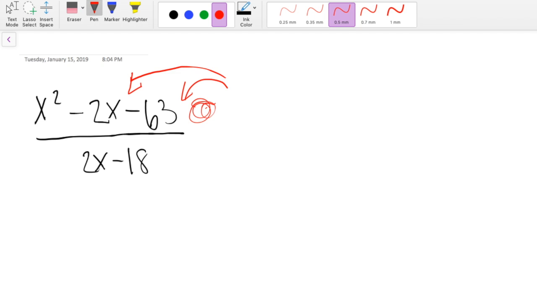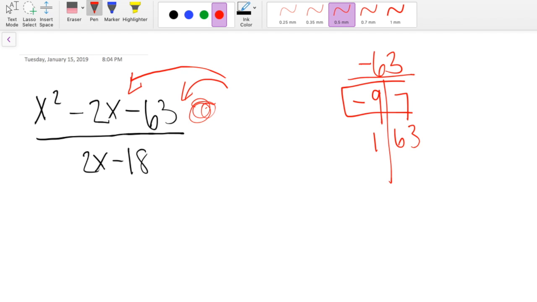Now I like to put the numbers I'm looking for at the top. What numbers are going to give me negative 2 and negative 63? I'm going to go negative 9 and positive 7. Now, if you don't know that off the top of your head, it's fine. Just do trial and error. You can go 1 and 63 and just think of all the multiples of 63 until you figure out the right numbers. All right, so now we have the negative 9 and the positive 7.